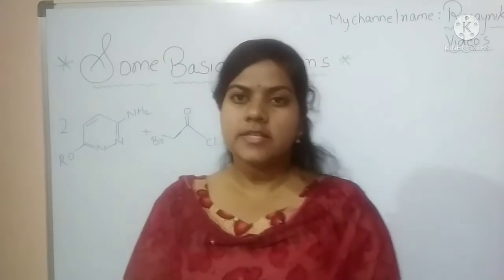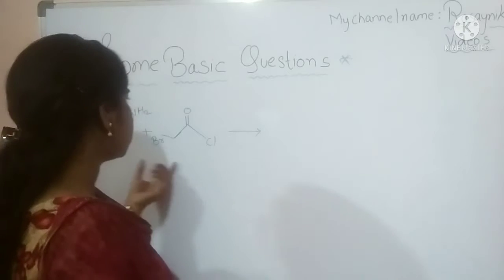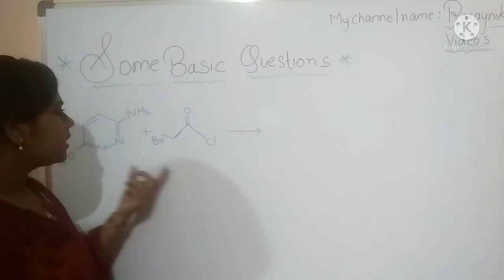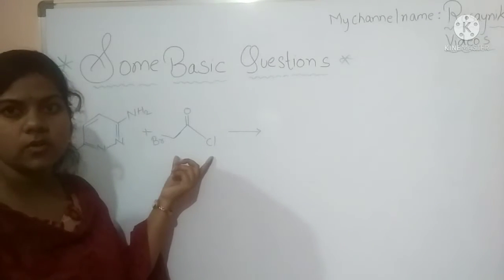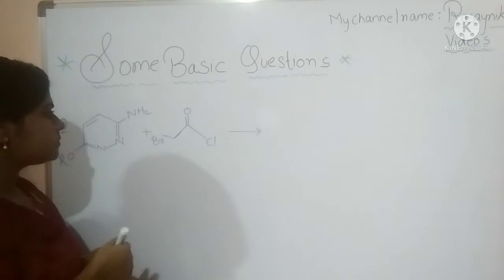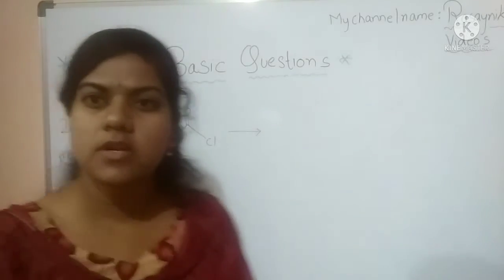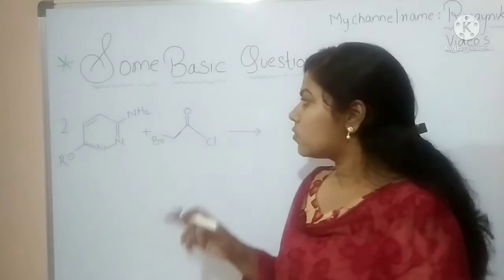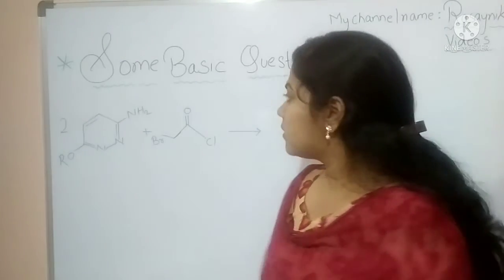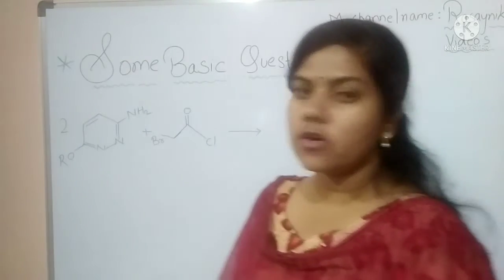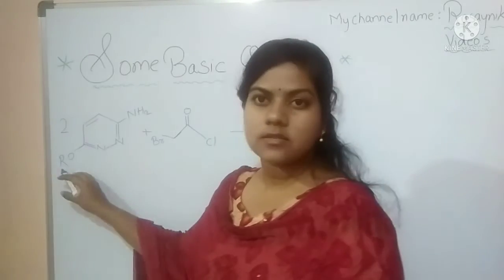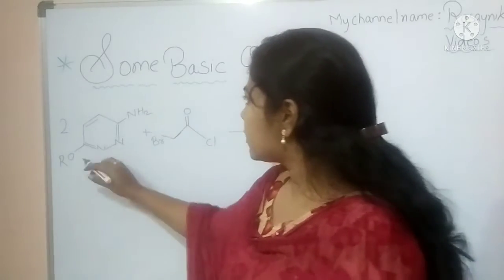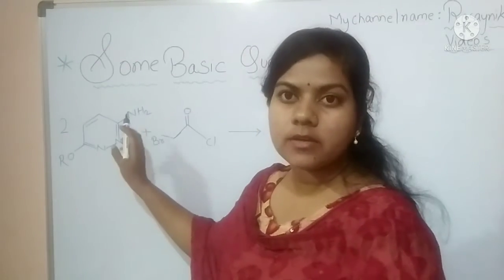Now the second example is this molecule, and this molecule reacts with this molecule. So how does the reaction proceed forward? See here, first of all, this is R, meaning an alkyl group. Any alkyl group we can put here. Now here ammonia, nitrogen.